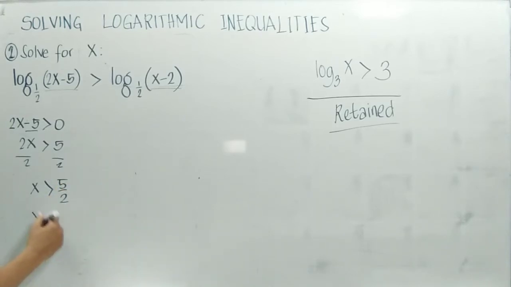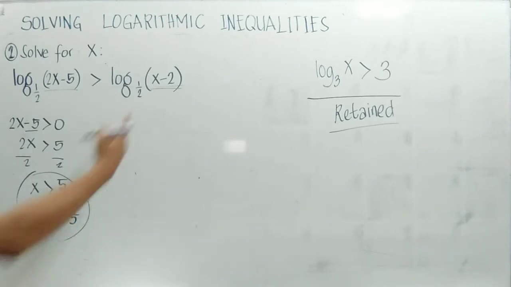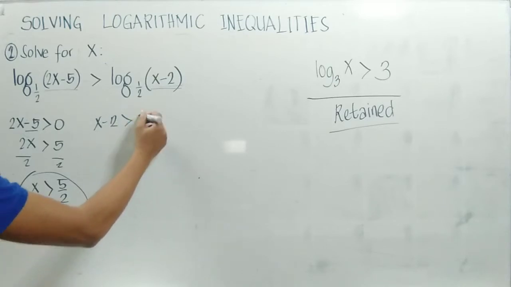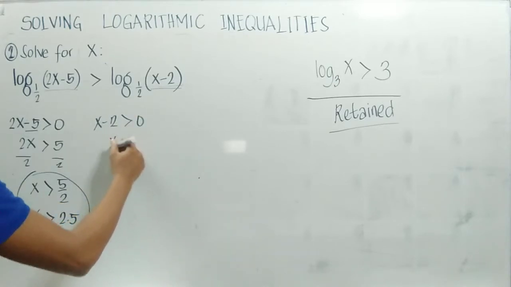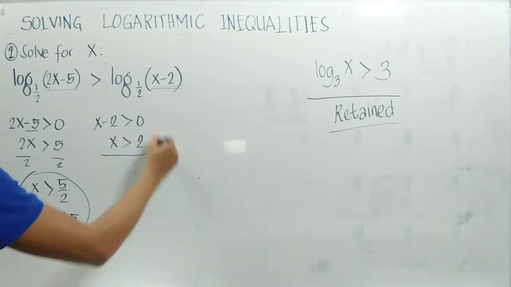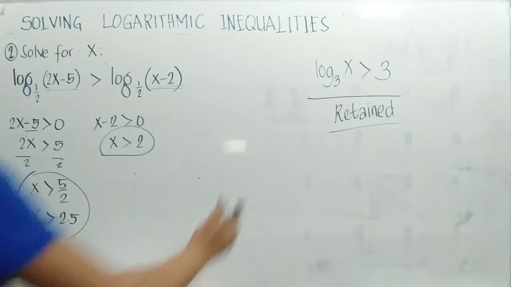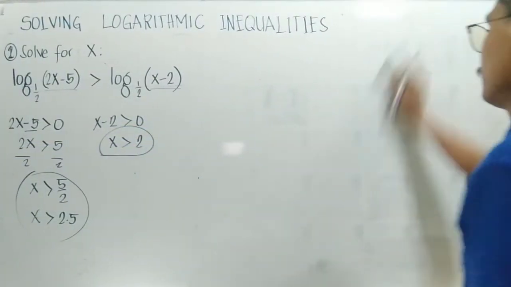So 5 over 2 in decimal is 2.5. Okay? So remember these values. On the other side, we have x minus 2 should be greater than 0. So x is greater than 2. Okay, so let us remember these values: 5 over 2, or 2.5, and 2. Now let us solve for the logarithm of the second example.